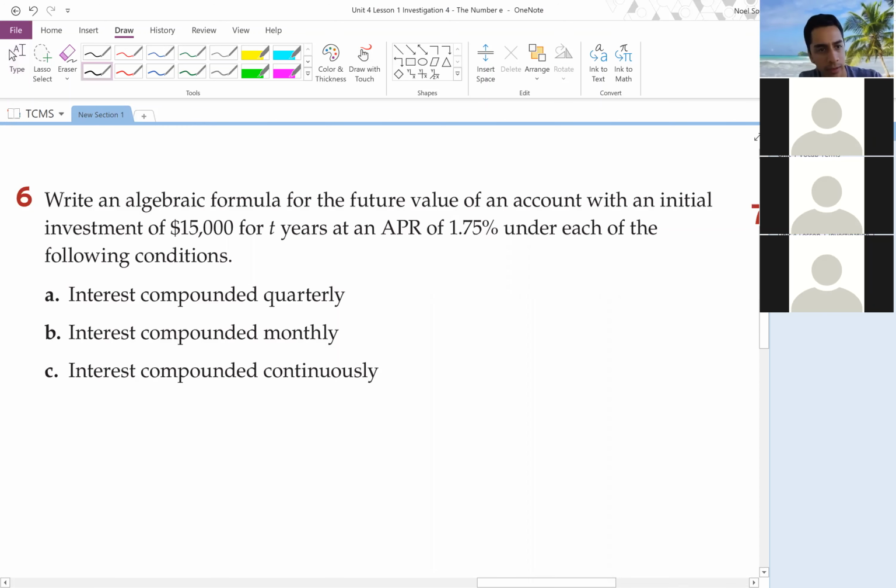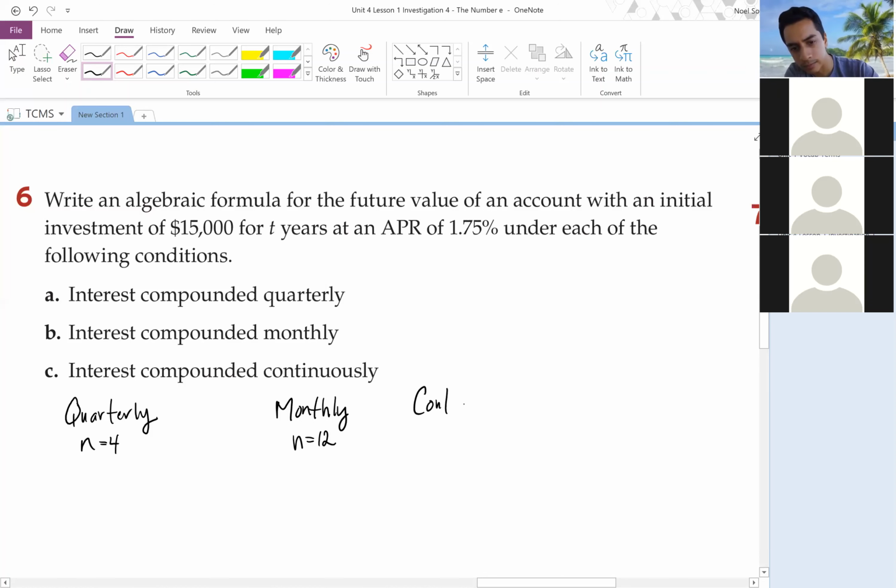If I'm doing quarterly, then I have a fixed number of compounding periods in a year, and that would be represented by 4. If I have monthly, then my compounding number is 12. And if I'm compounding continuously, then I don't have an n value, because in this case I'm going to be using a formula with e.